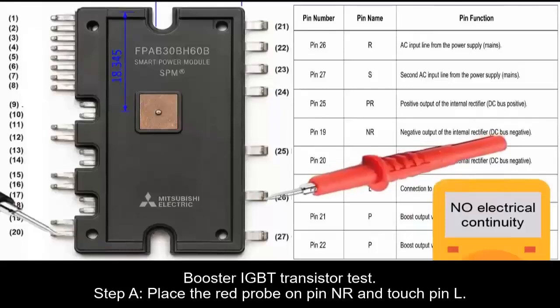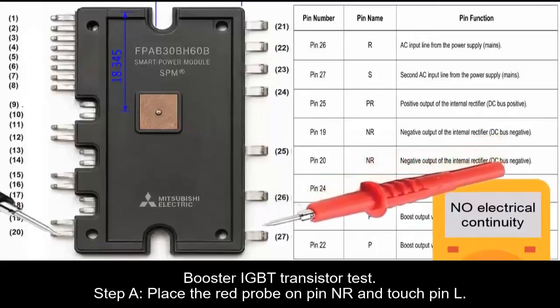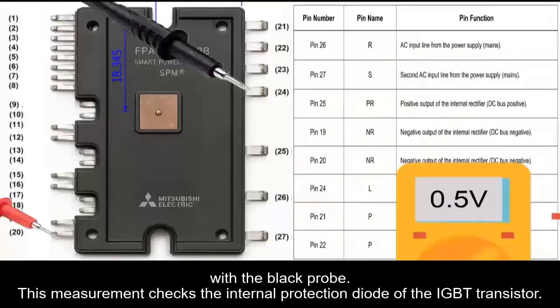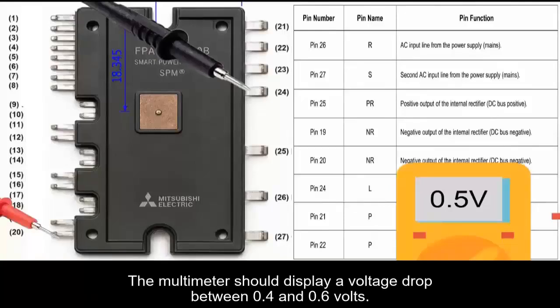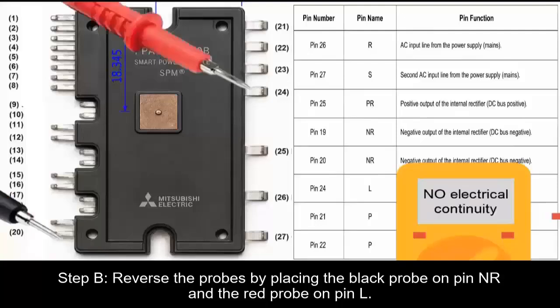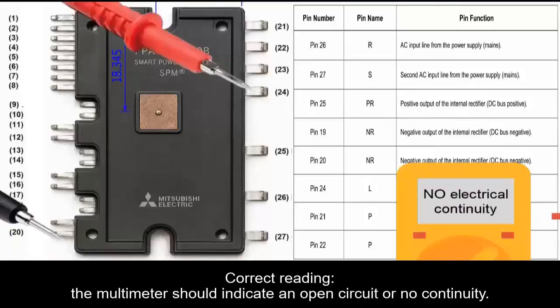Booster IGBT transistor test. Step A. Place the red probe on pin NR and touch pin L with the black probe. Correct reading, this measurement checks the internal protection diode of the IGBT transistor. The multimeter should display a voltage drop between 0.4 and 0.6 volts. Step B. Reverse the probes by placing the black probe on pin NR and the red probe on pin L. Correct reading, the multimeter should indicate an open circuit or no continuity.